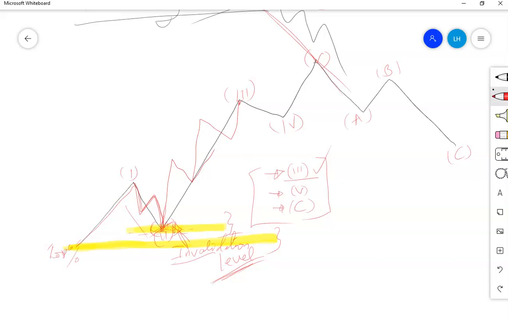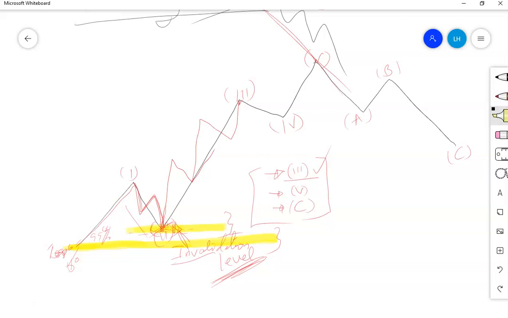Usually it may move up to 99% of the first wave. It may correct the first wave up to 99%, but not 100% or beyond. So now we have already identified this invalidation level, and we will see how you are going to use it.